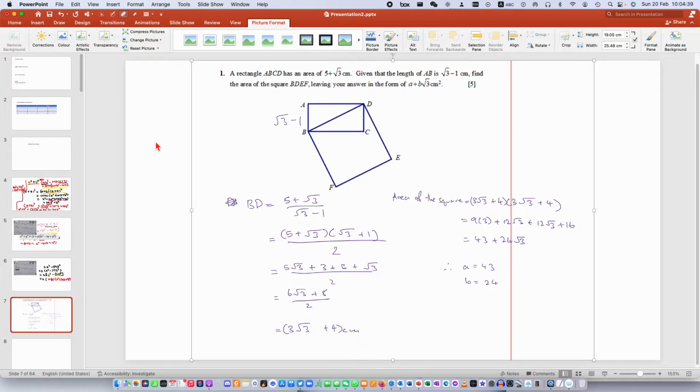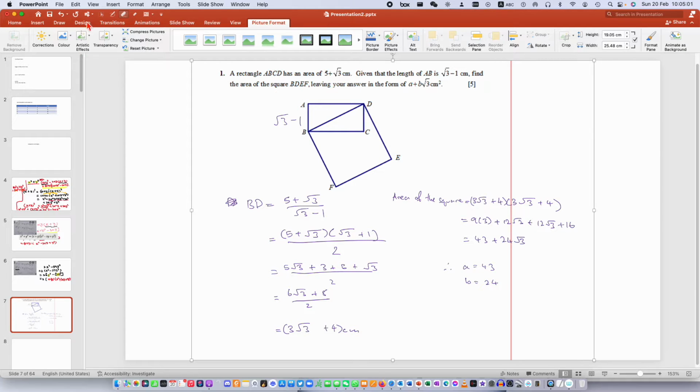Okay, so you have this rectangle. I think this question I have already given you before, but probably the numbers are just a little bit different. So given that the length is this, over here's the length, and then find the area of the square. Okay, so you need to make use of the Pythagoras Theorem.